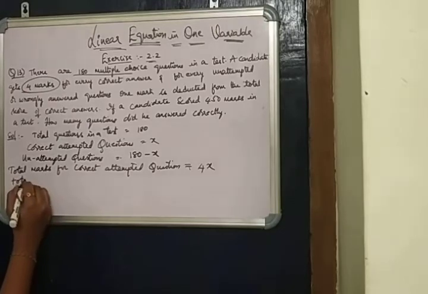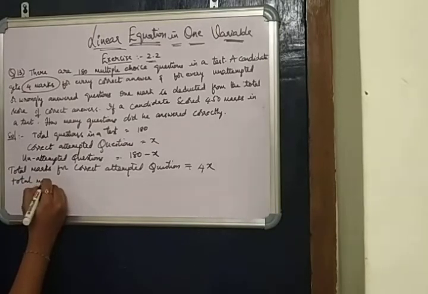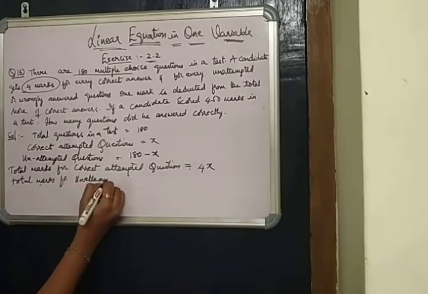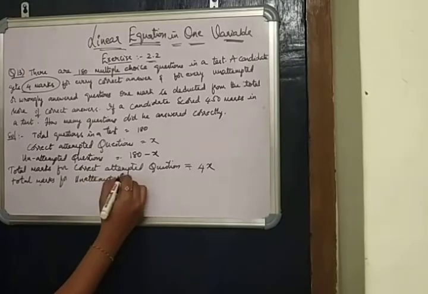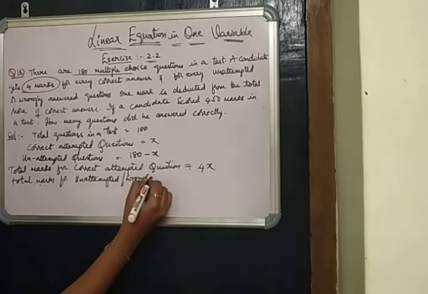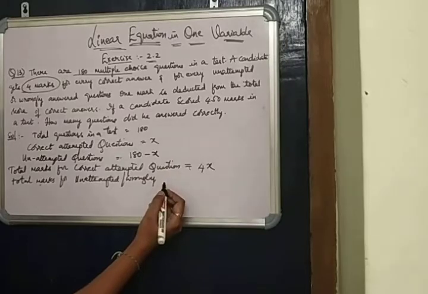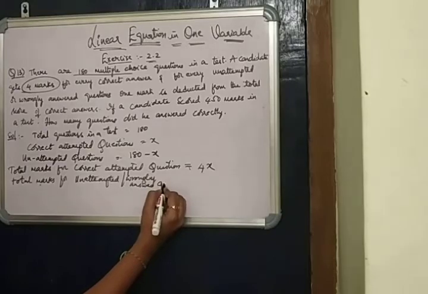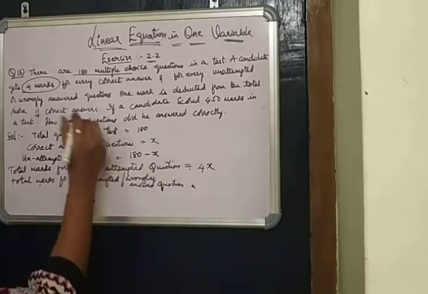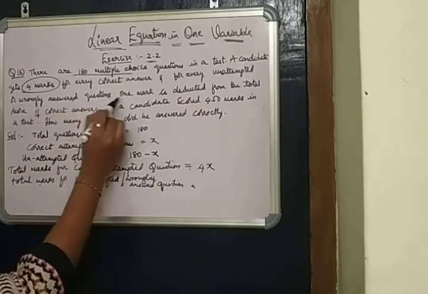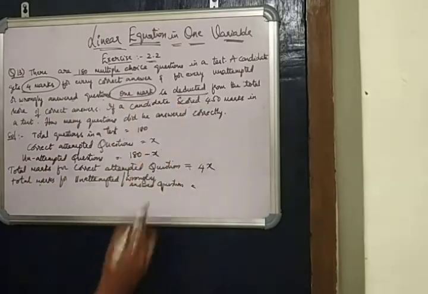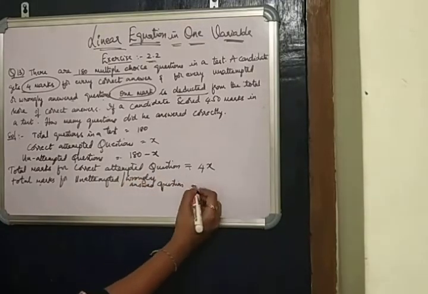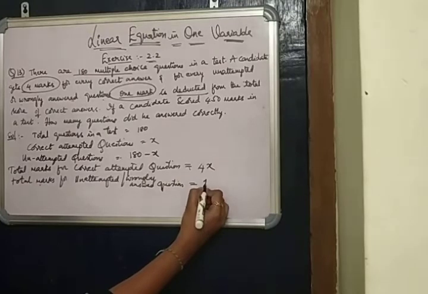And next, the total marks for unattempted or wrongly answered questions. Once more we read the question: for wrongly answered questions, 1 mark is deducted from the total score of correct answers. Means from the total score of correct answers, 1 mark is deducted.